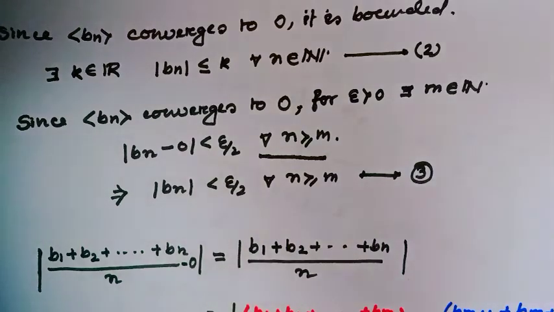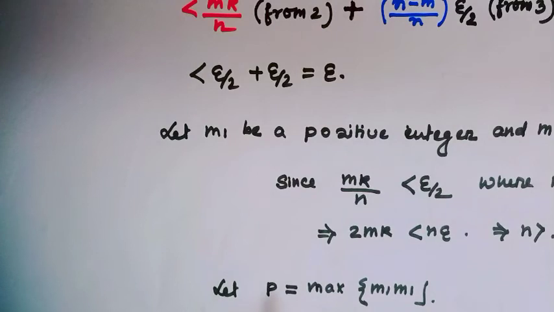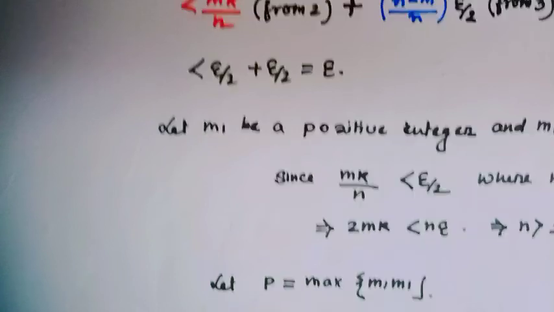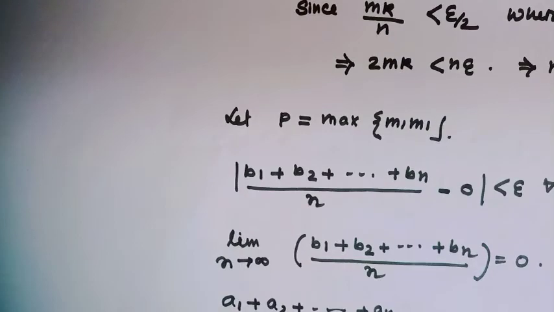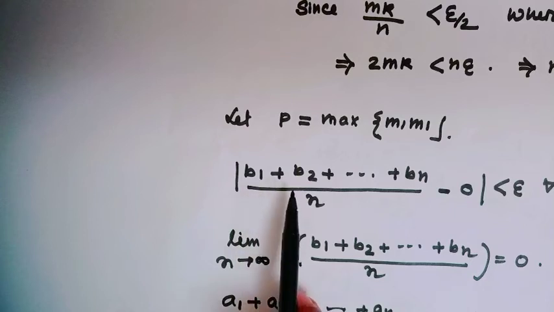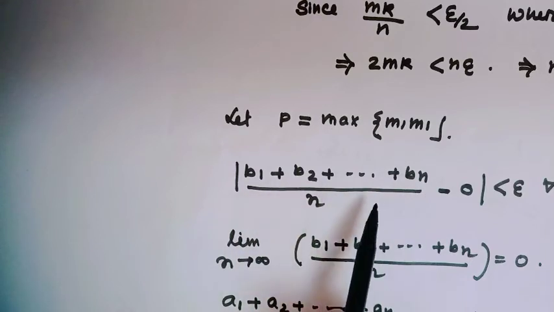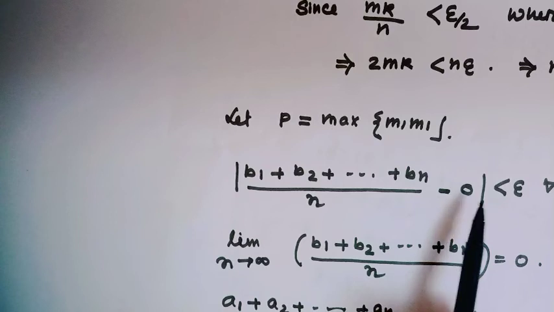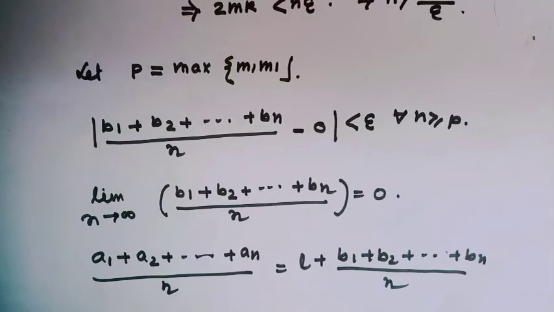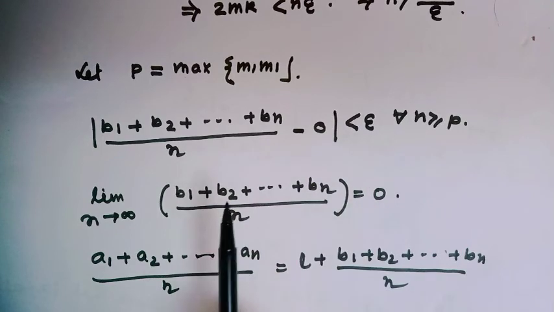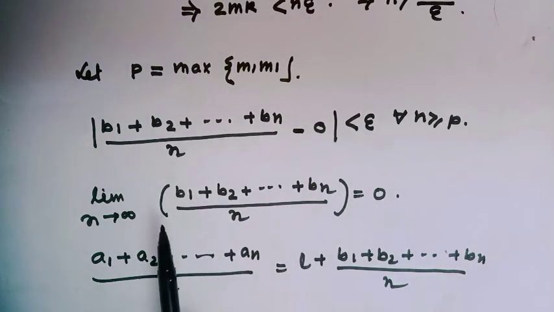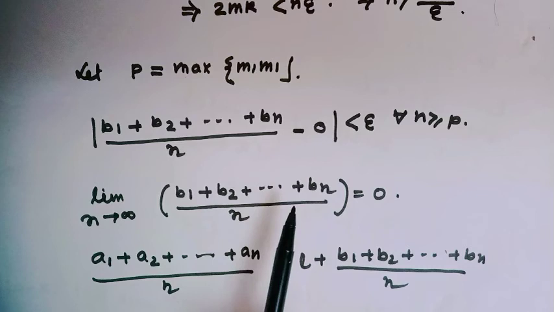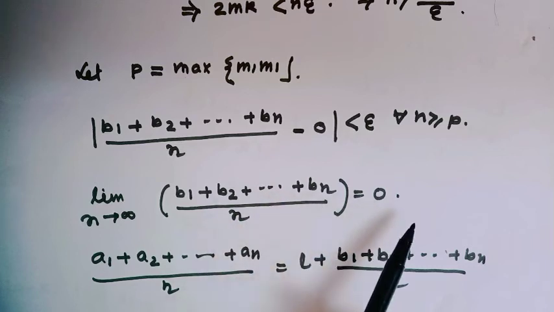Okay? Also, I will use p equal to the maximum of m comma m1. Then the absolute value of (b1 plus b2 up to bn) over n minus 0 is less than epsilon for all n greater than or equal to p. That implies the limit as n tends to infinity of (b1 plus b2 up to bn) over n equals 0.